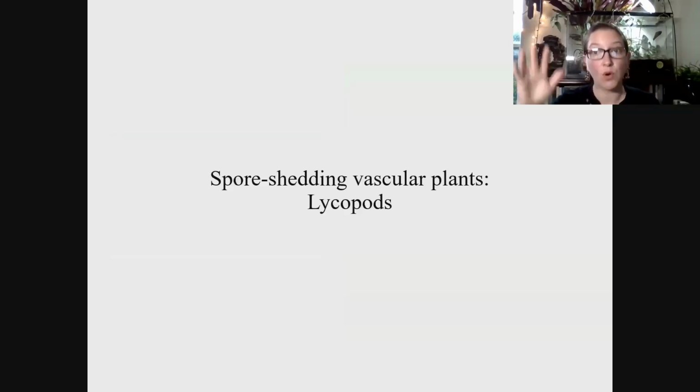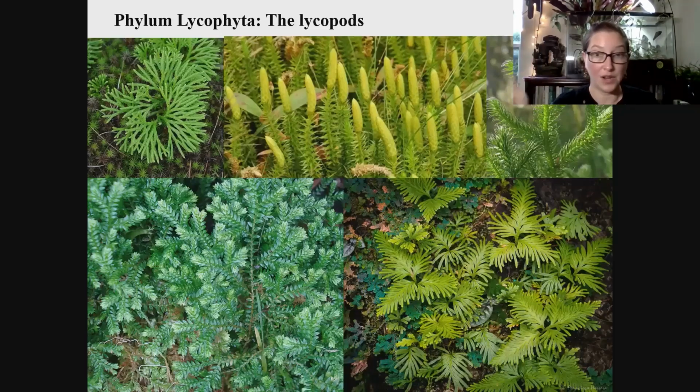Okay, so the spore-shedding vascular plants. First, we'll start with lycopods. So here, on the top, you have different Lycopodium, and on the bottom, you have different Selaginella, both of which are lycopods.